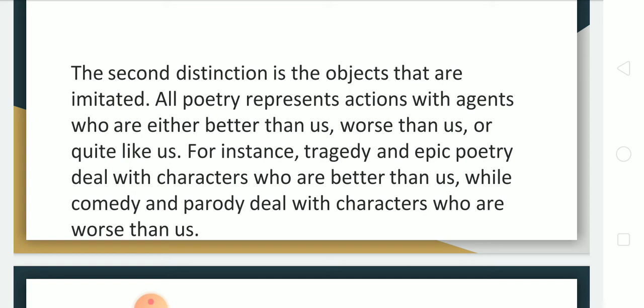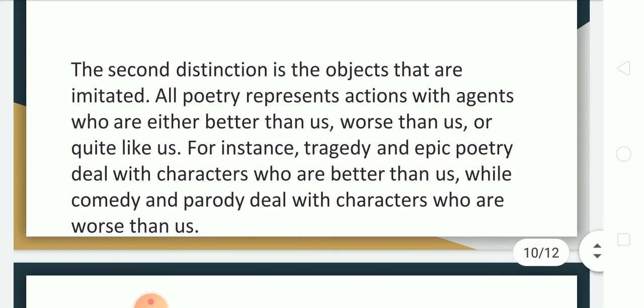In epic poetry they again deal with characters who are better than us, because you know what happens, tragedy and epic poetry are constituted of supernatural activities, miracles. There are so many things, and they cannot happen without us having something extraordinary in ourselves. The tragedy should be believable, people should believe in it, and we cannot believe something until it is better than us. So this is the distinction between the characters or the objects that are being imitated.